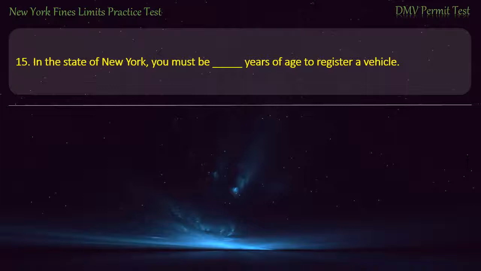Question 15. In the state of New York, you must be years of age to register a vehicle. 15, 18, 16, 21. Answer: 16.